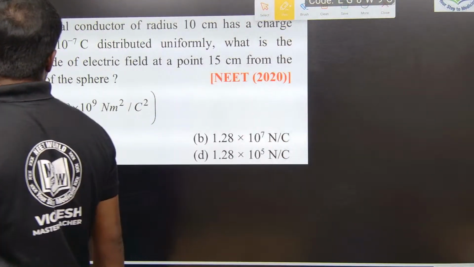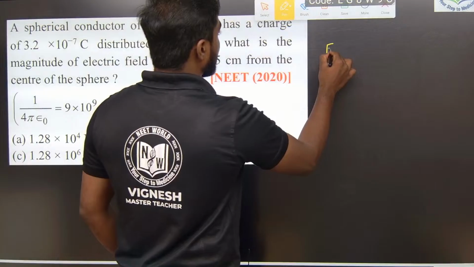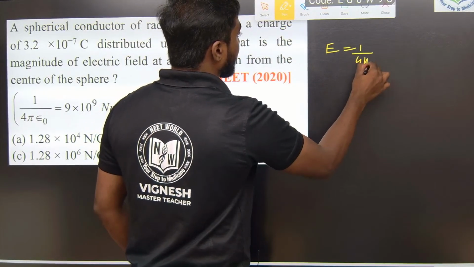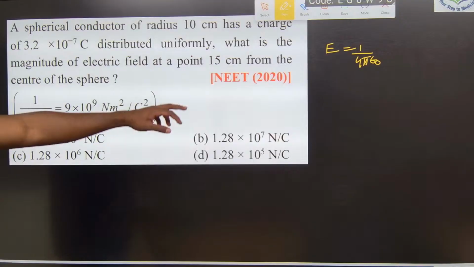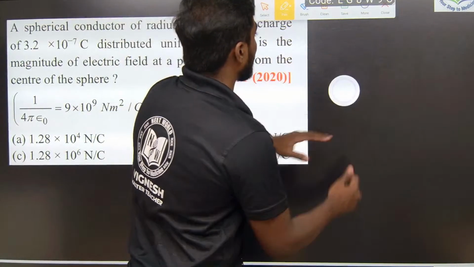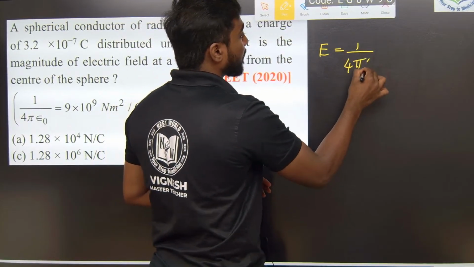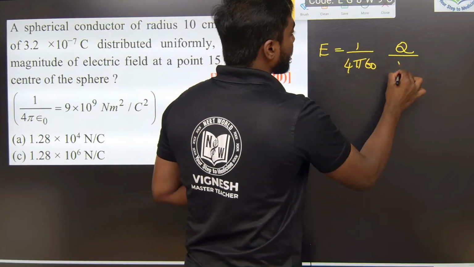So what is the formula for the electric field? E is equal to 1 by 4 pi epsilon naught into Q by R square, right? Am I correct? Yes, it's Q by R square only. I'll write it properly. E is equal to 1 by 4 pi epsilon naught Q by R square.